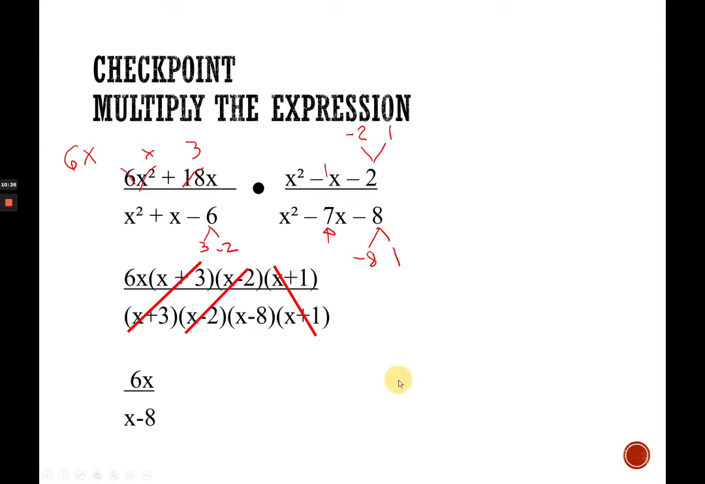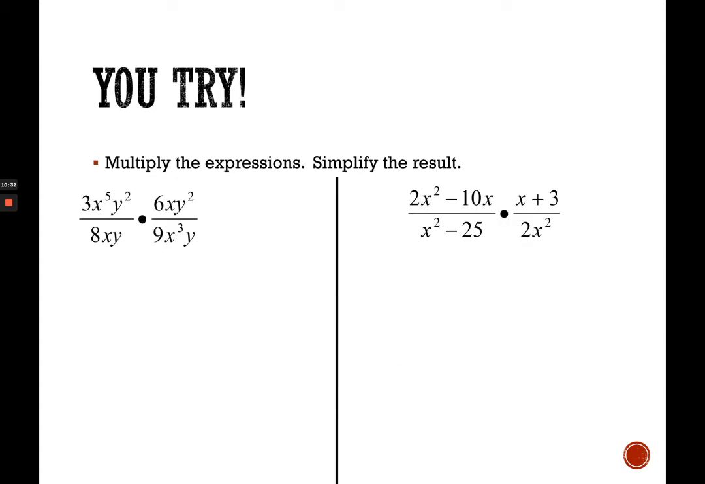Okay, that's how you multiply rational expression. And these are your challenge problem. Give yourself time to try, and then if you're watching this on your own, pause the video and click play to reveal the answer. And the answer for the first set is x squared y squared divided by 4. The second problem, the answer is x plus 3 over x squared plus 5x.